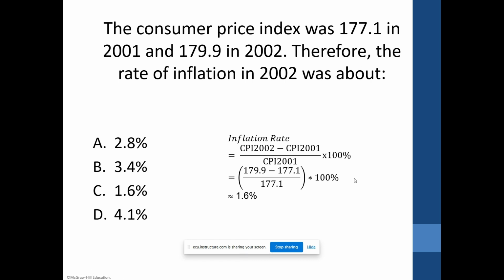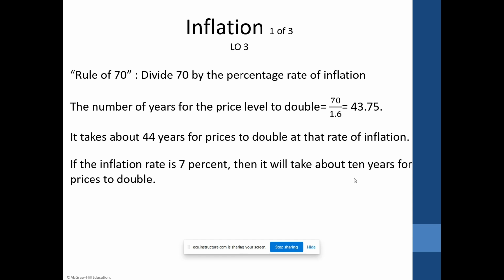Rule of 70 permits quick calculation of the time it takes the price level to double. Divide 70 by the percentage rate of inflation, and the result is the approximate number of years it takes for the price level to double.